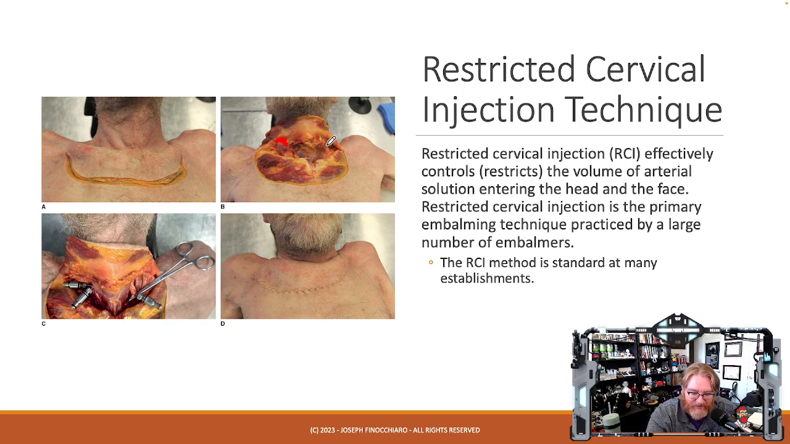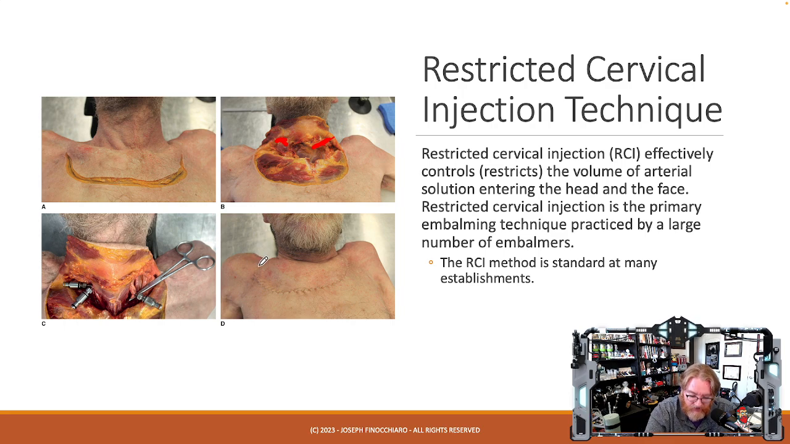You are essentially isolating the head from the rest of the body, and you have complete control, so that you are even restricting, for the most part, collateral circulation. It will still happen in some cases. Don't be surprised that you do restricted cervical, you're injecting it normally, and all of a sudden you'll see color getting into the head. That's just something weird about that particular case.